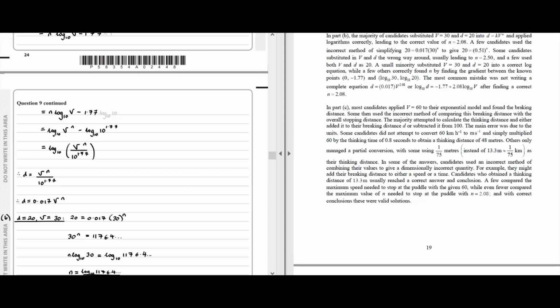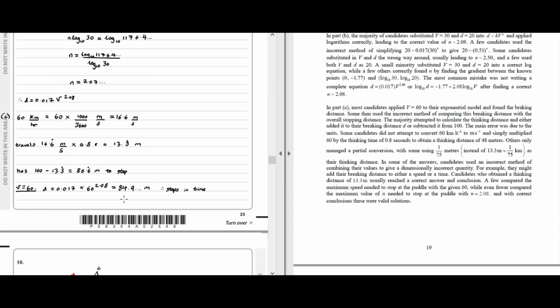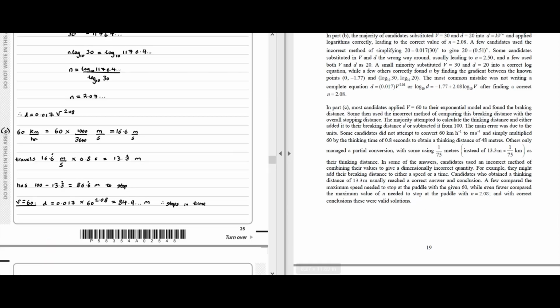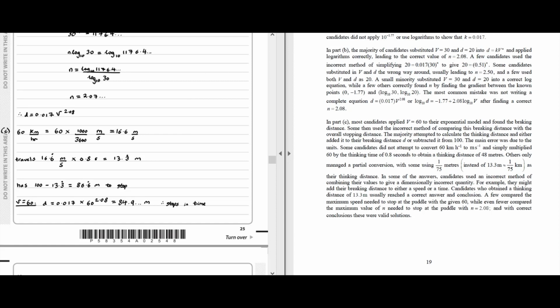A lot of candidates did apply that V equaling 60 into their exponential model, which is good, and then they found the braking distance. Some then used the incorrect method of comparing this braking distance with the overall stopping distance. The majority attempted to calculate the thinking distance and either added it to their braking distance or subtracted it from 100. The main error was due to the units.